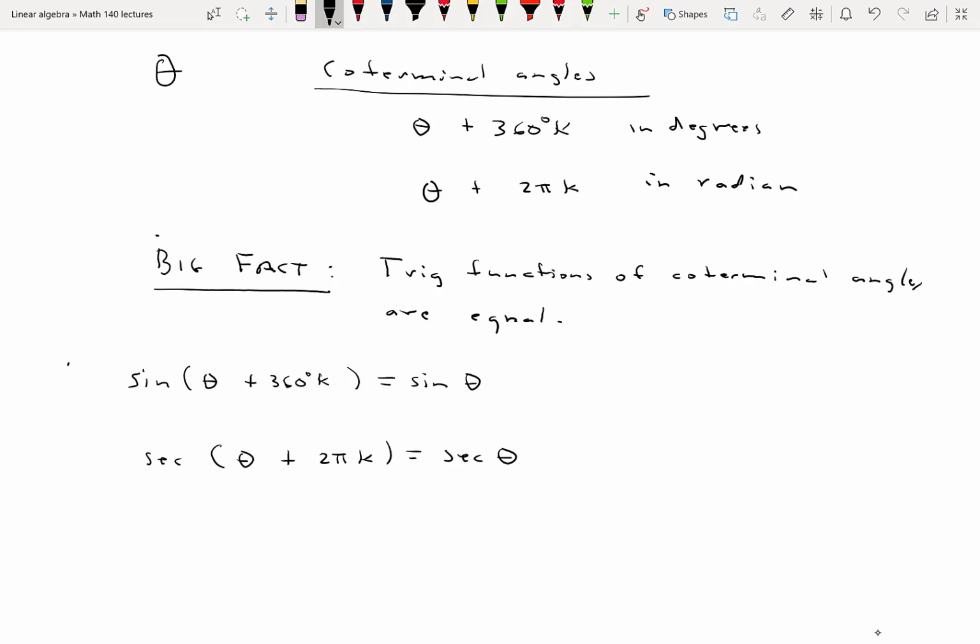Six of the identities look like the first expression, replacing sine with cosine, tangent, cosecant, secant, and cotangent. And we have another 6 in radians. If you want to see them all listed, they're on page 144. Your job is to memorize them. But all you have to do is memorize the statement: trig functions of coterminal angles are equal.